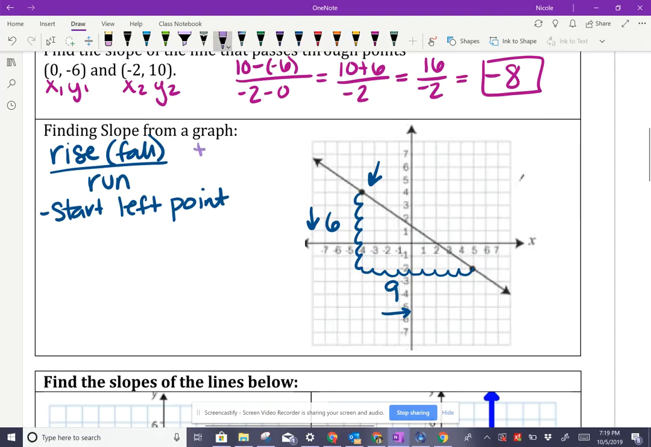Now a tidbit here, if you fall, that means negative. So if my fall is going down as opposed to a rise going up, then my slope's going to be negative. So I'm starting off with a negative 6 over 9. This is going to simplify. 6 and 9 both have 3 in common. So I have negative 2 over 3 as my slope for this graph.